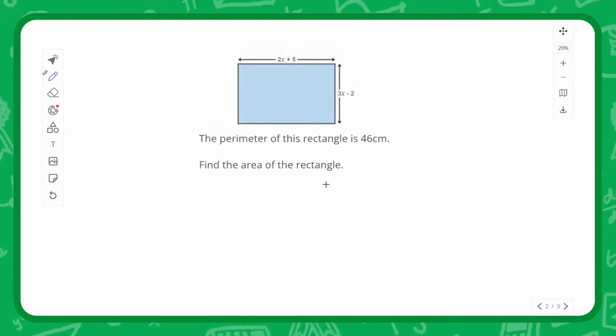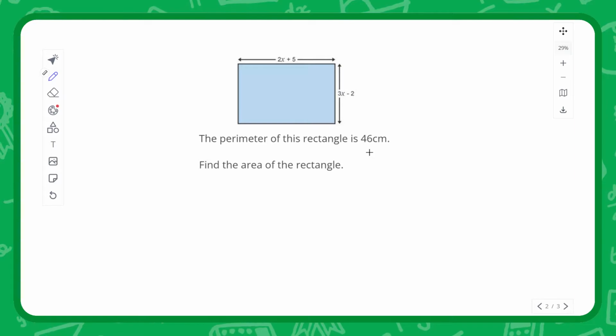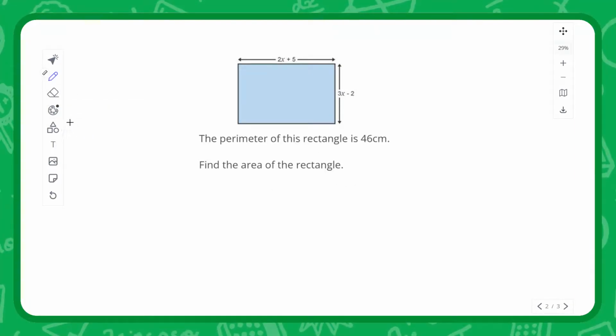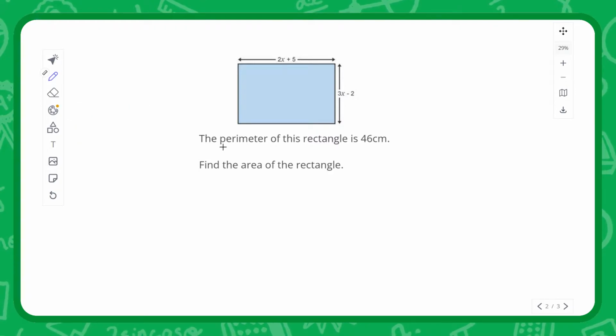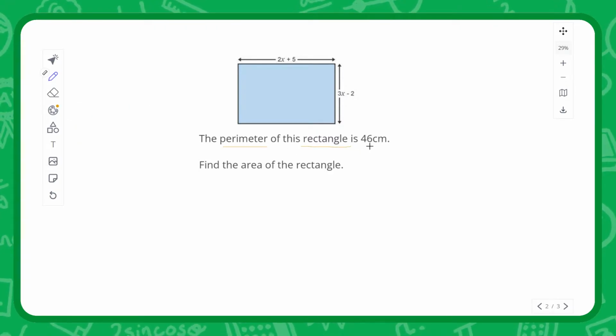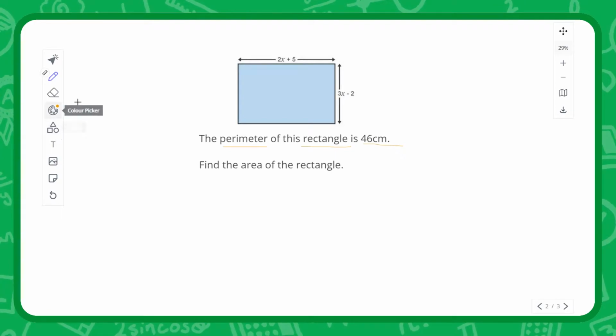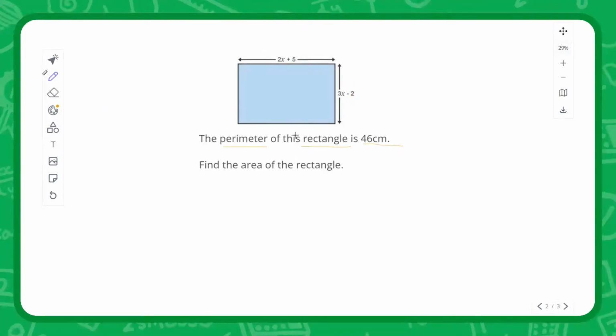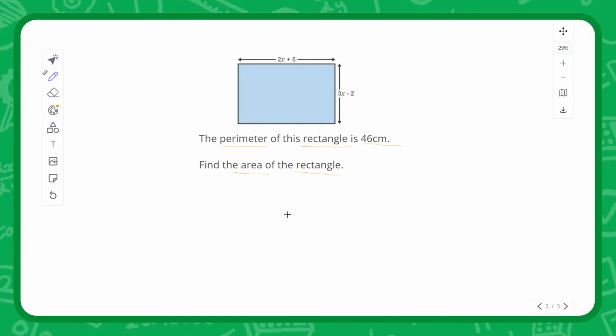So here we have: the perimeter of this rectangle is 46 centimeters. Find the area of the rectangle. This is far more common for an algebra style question. We can highlight the information. We've been told that the perimeter of this rectangle is 46 centimeters. So obviously we can see fairly plainly that this is a rectangle, so fortunately we can check that visually. And we need to find the area of the rectangle.